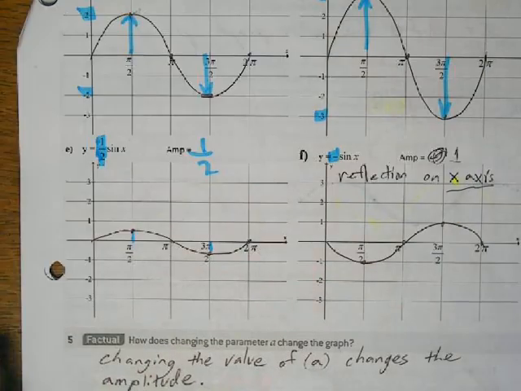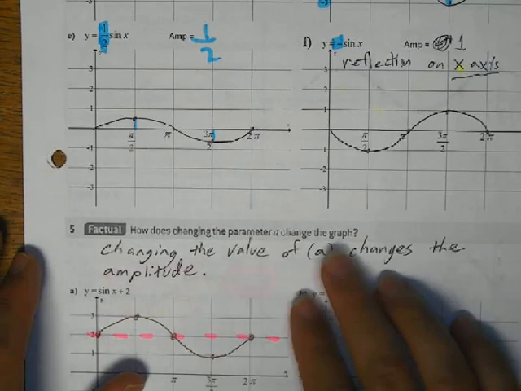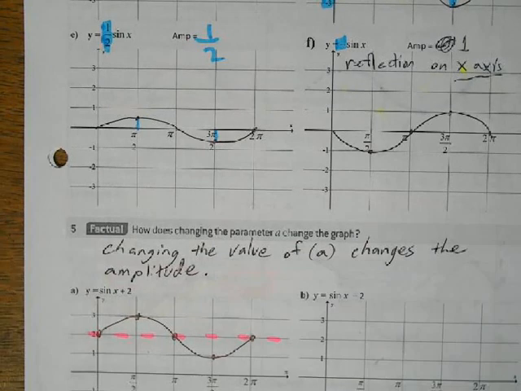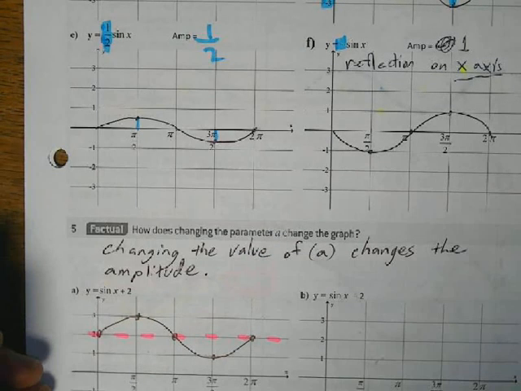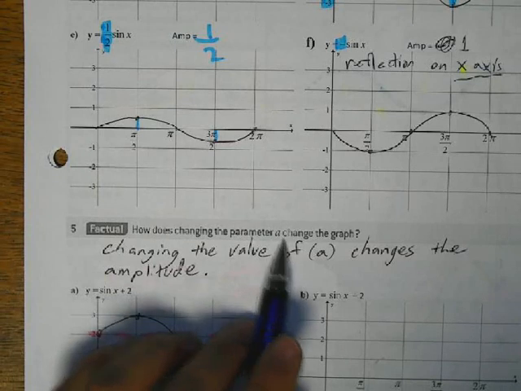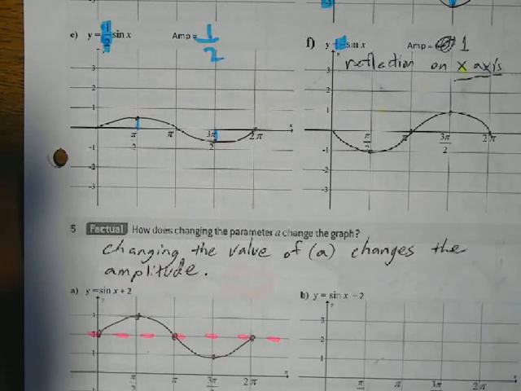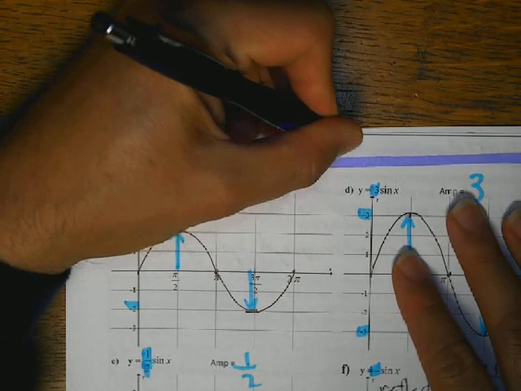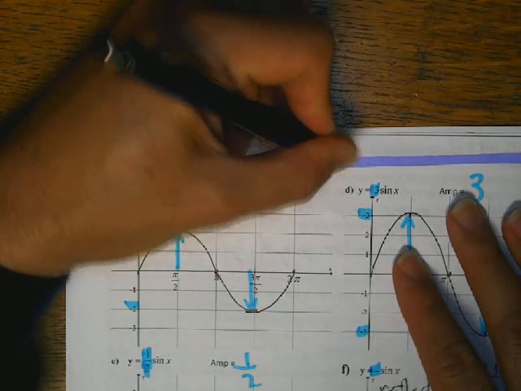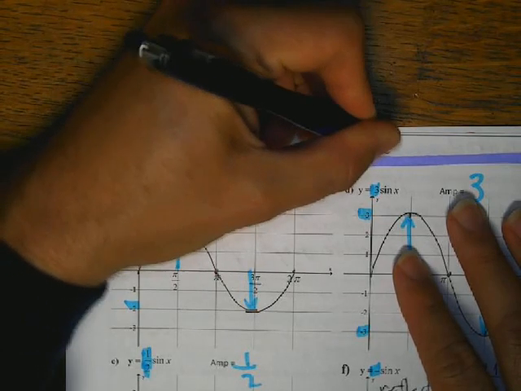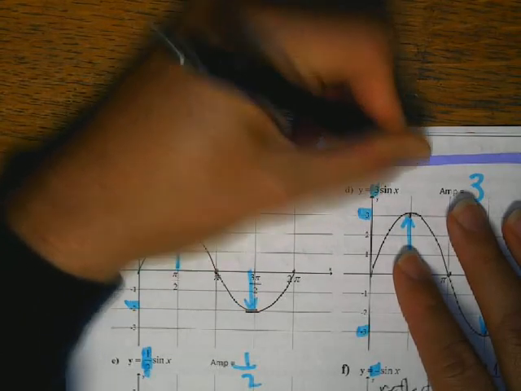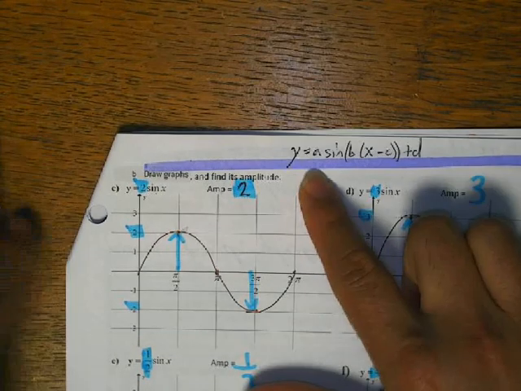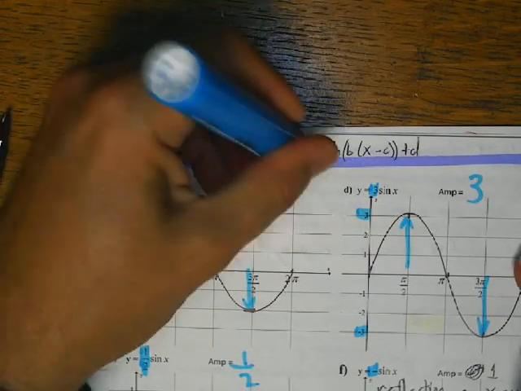Okay, so now we're going to talk about how the A value changes the graph. So this is the A value. When they're talking about the A value, they're saying y equals A sine (Bx minus C) plus D. So the A value changes the amplitude.